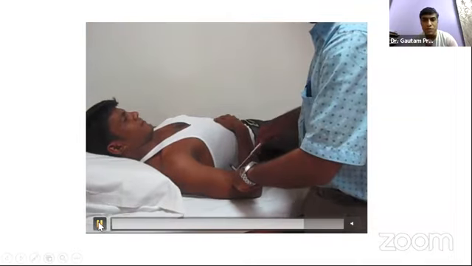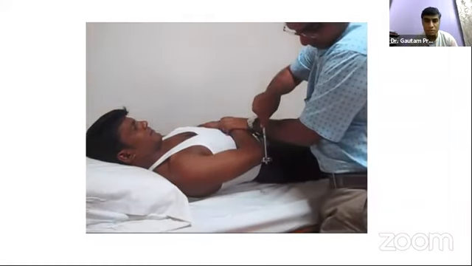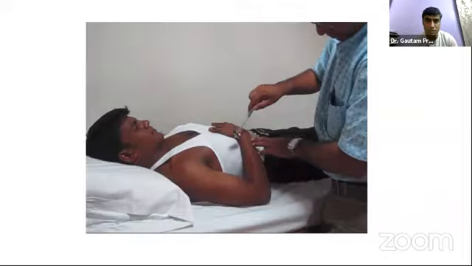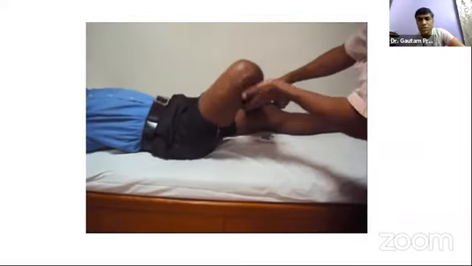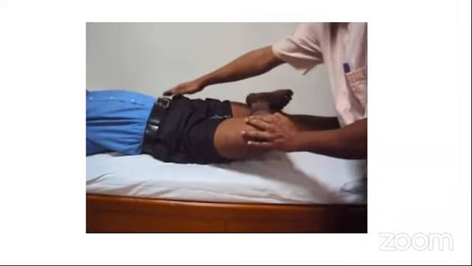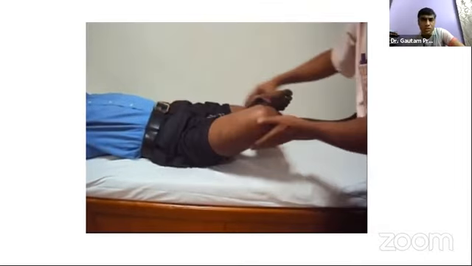Similarly, for biceps, place your finger and then thumb over it. Triceps, and brachioradialis. I think we have missed the Hoffman; showing Hoffman's here. Now this is for the SI joint. FABER's test: stabilize the pelvis, and then do the figure of 4 test.